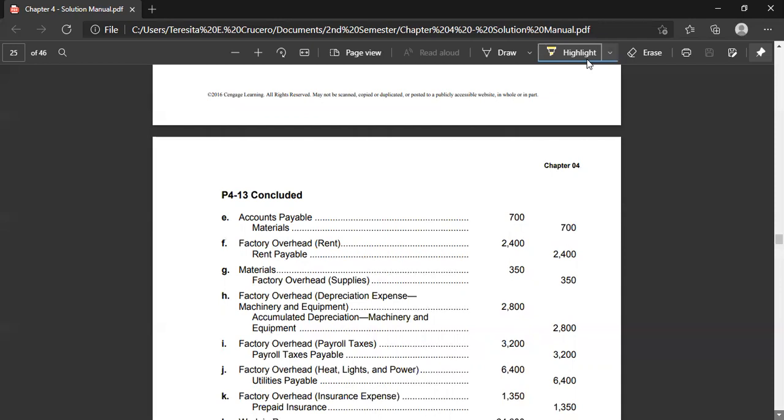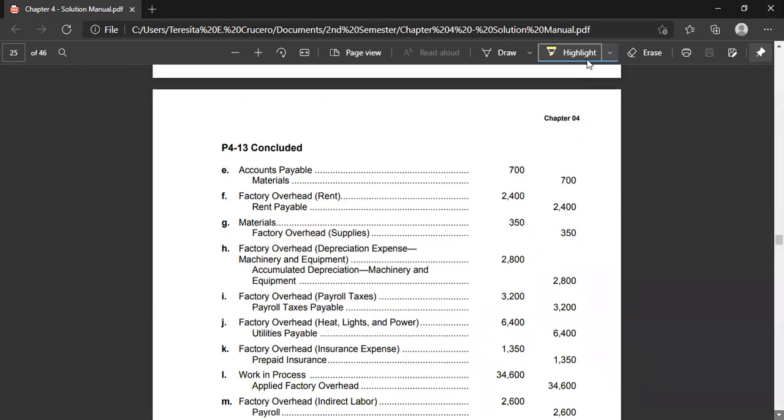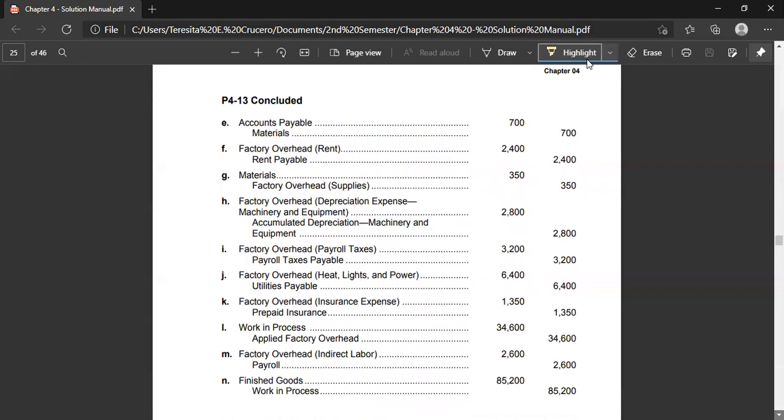We now debit factory overhead and credit utilities payable. Letter K, expired insurance on inventories. So we now debit factory overhead and credit prepaid insurance. Letter L, we credit factory overhead applied and debit work in process. Letter M, indirect labor for the month, is debited to factory overhead, credit payroll.